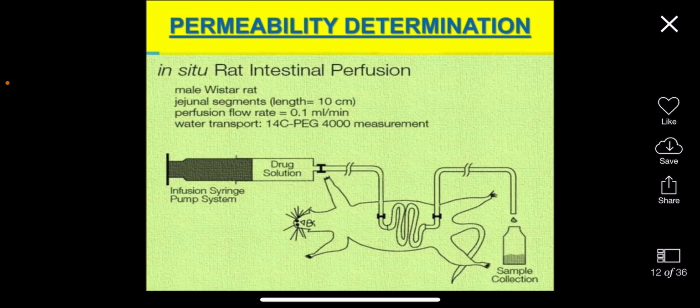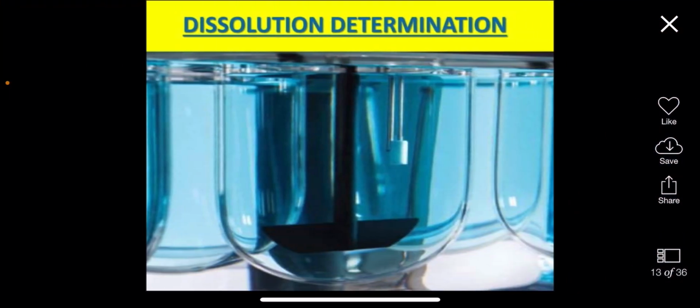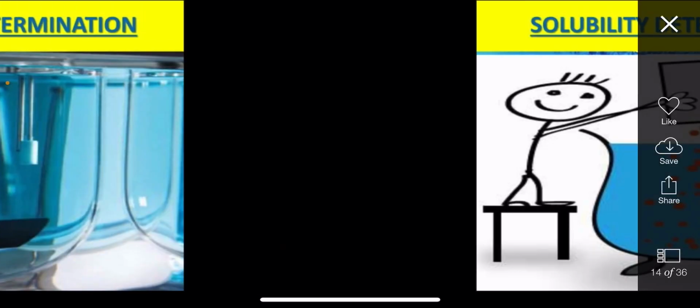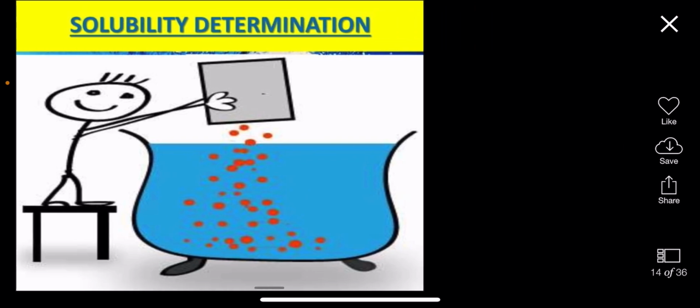Then how do we determine the permeability of the drug? By in situ rat intestinal perfusion, in which we use the male Wistar rat and a jejunal segment length of 10 centimeter with a perfusion rate of 0.1 ml per minute. We perfuse, or give, the drug solution and we collect the samples. Then we determine the dissolution by dissolution apparatus, where we put the in vitro drug particle into the dissolution apparatus and we take the samples from it. And we determine the solubility by solubilizing the drug in the fluid.